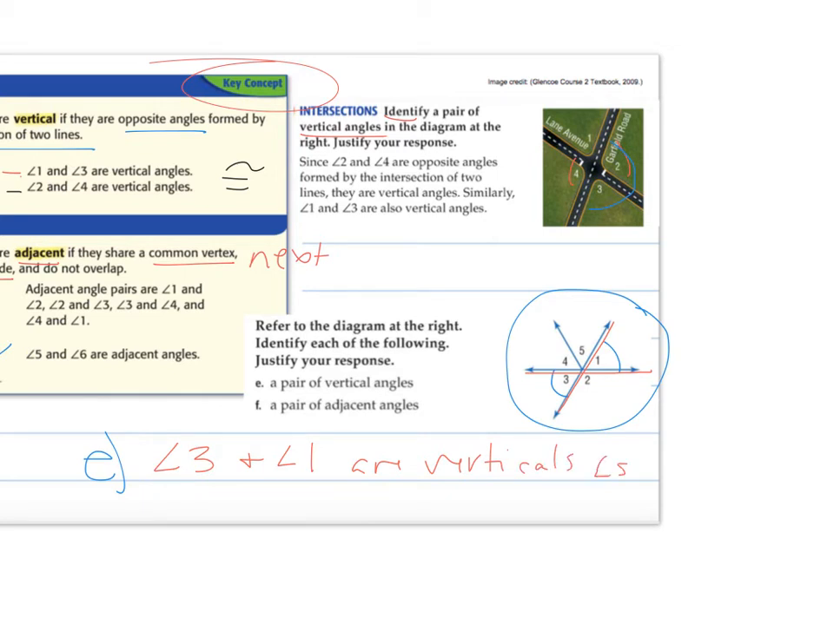They are opposite of each other when two lines intersect.